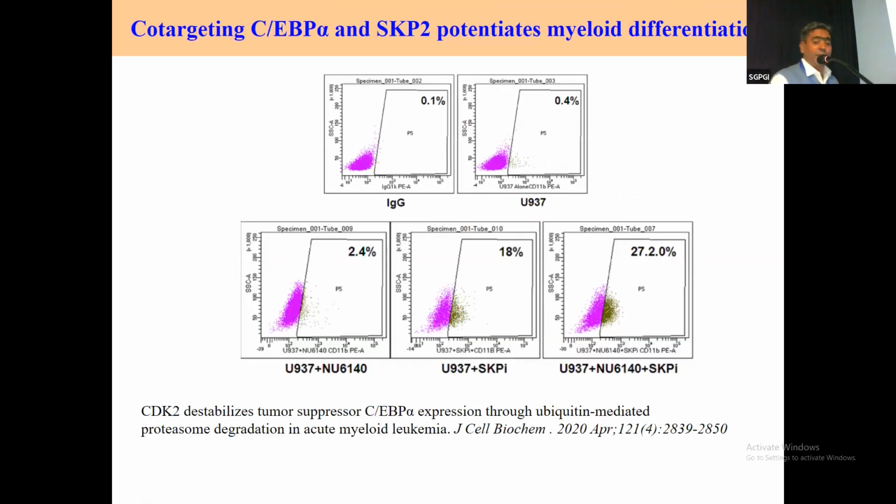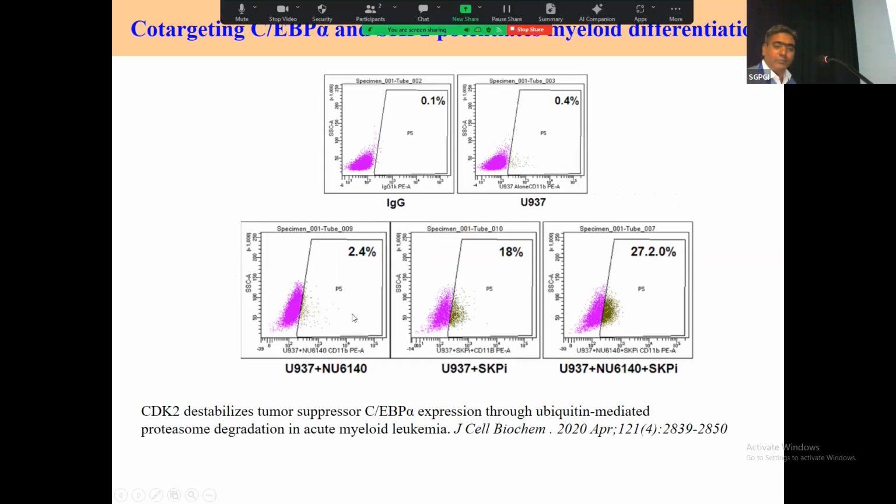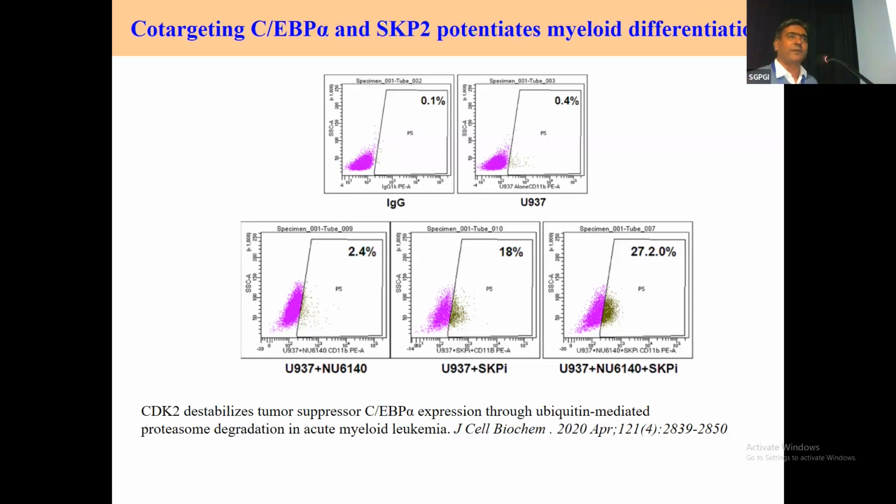Now, if it is so important, what will happen if we target both SKP2 and CDK2? What we observed is that when we target either one alone, the differentiation induction potential of U937 was just 2.4 to 18, but it almost synergized when we inhibited both together, SKP2 and CDK2. Here the differentiation marker CD11b increased up to 27%, indicating that targeting both CDK2 and SKP2 may lead to robust expression of CBP alpha, which in turn may drive differentiation.